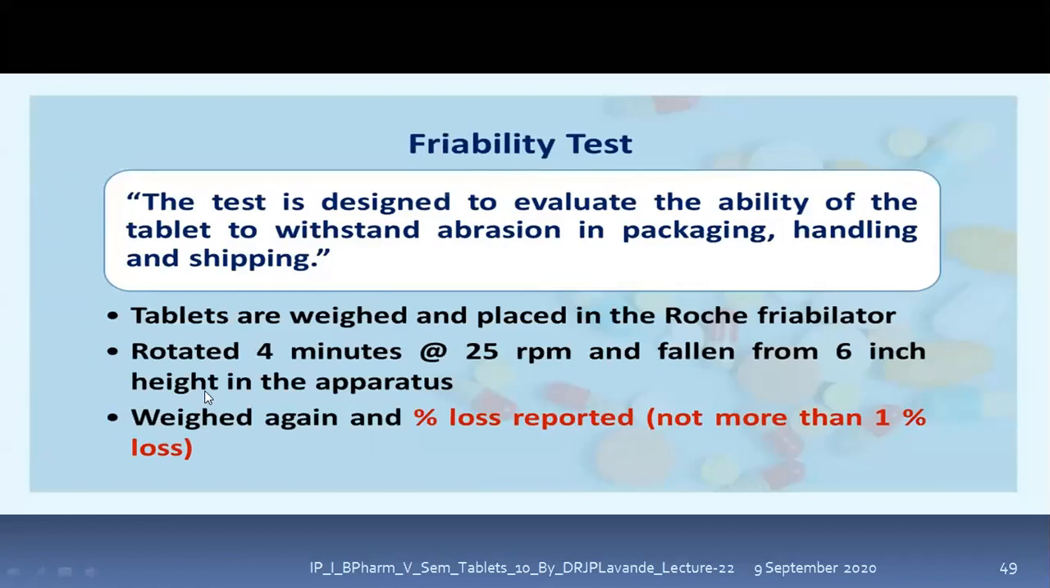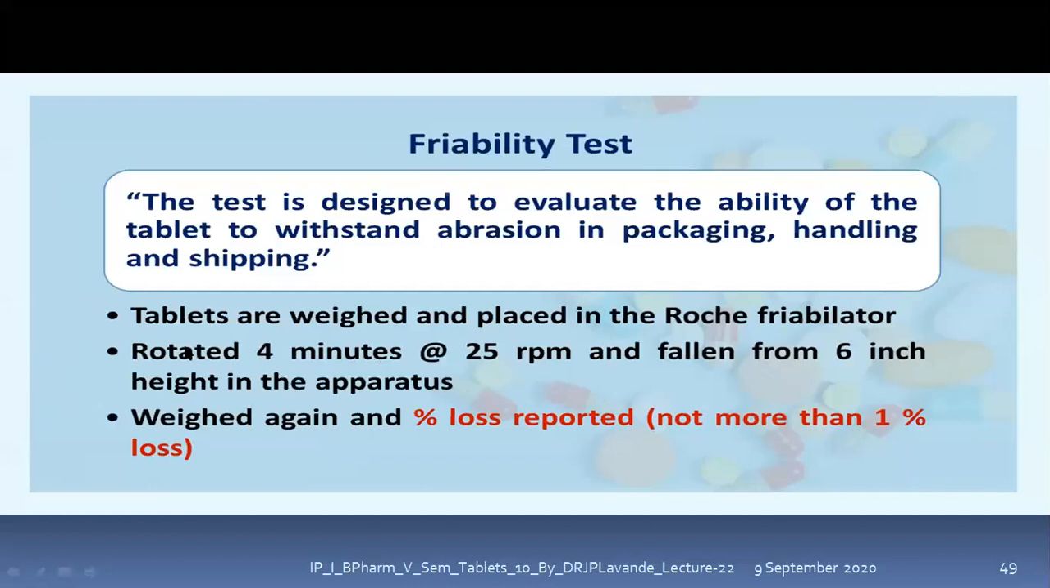So the tablets are weighed. Generally 10 tablets are taken and weighed first of all. Then these are loaded into the Roche friabilator. Then this friabilator is rotated, right? It is rotated at a speed of 25 RPM for 100 rotations. That means if the speed is 25 RPM, in order to get 100 rotations we have to rotate it for a period of 4 minutes, right?